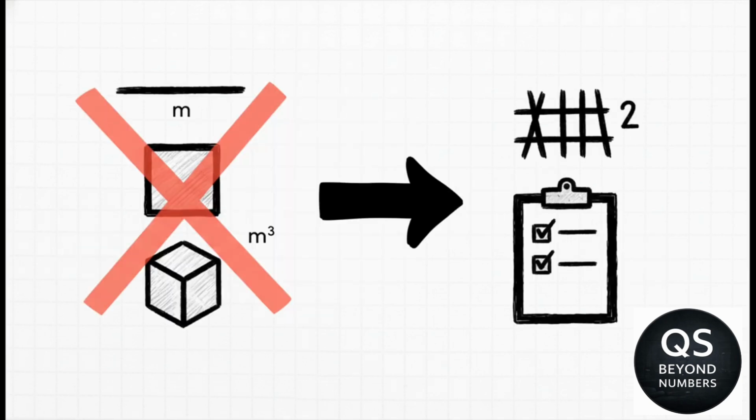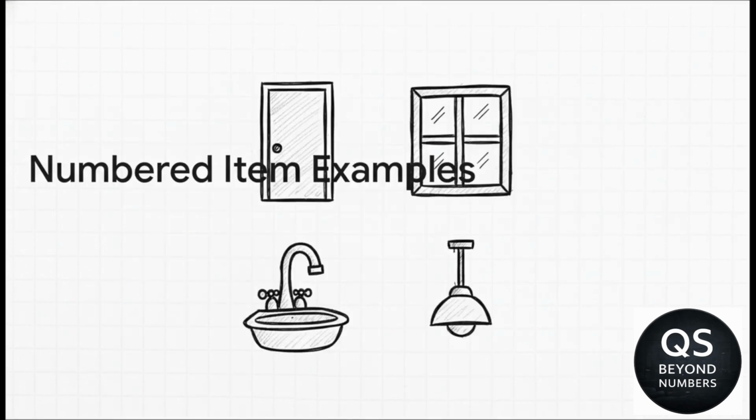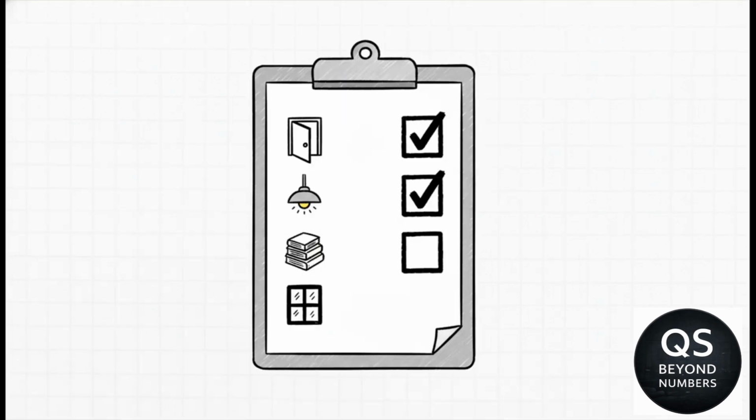All right, our last category is actually the most straightforward one of all. Some things, well, they just don't fit neatly into measurements of length or area or volume. For these, you simply have to count them. I'm talking about things like doors, windows, sinks, light fixtures. These are all separate, individual items. You don't measure a door in meters, right? You just count how many doors you need. So the unit is simply number. You'll often see it abbreviated as NO. How many do we need? 10 doors, 25 light fixtures. It's simple, it's clean, and it's pretty much impossible to misinterpret.